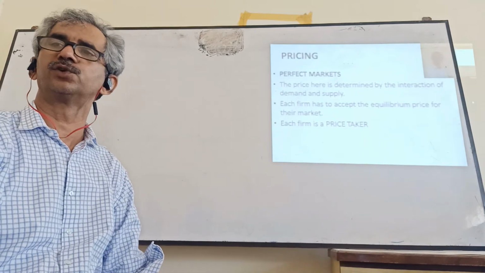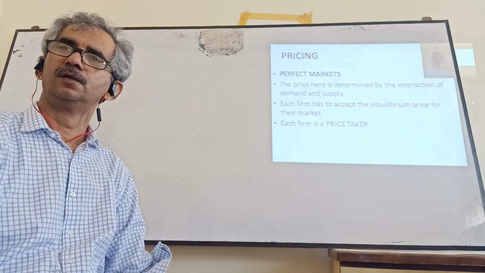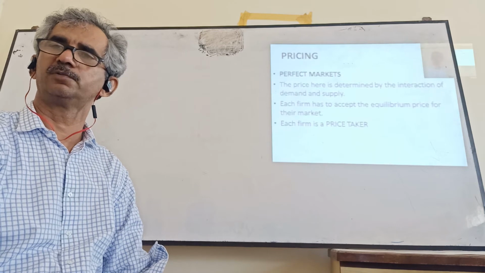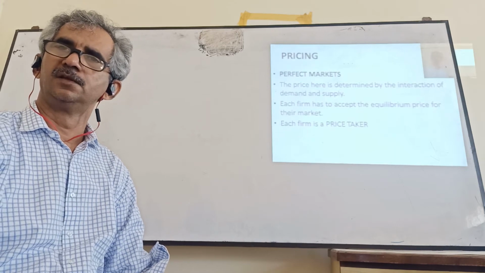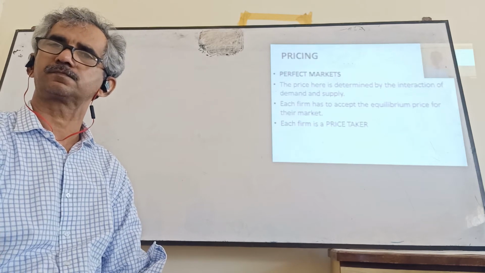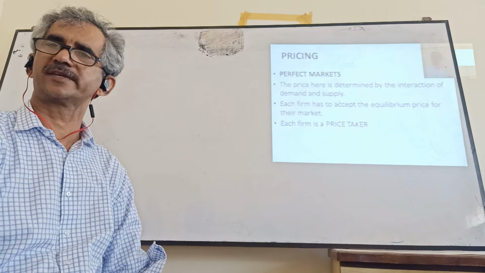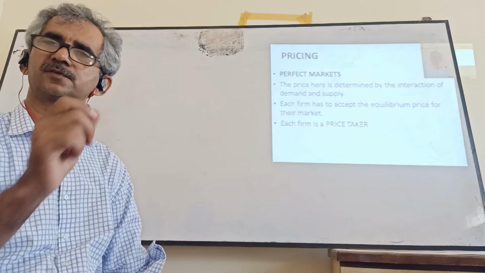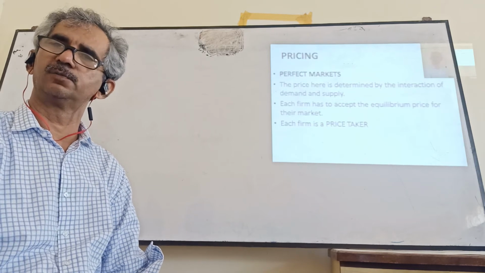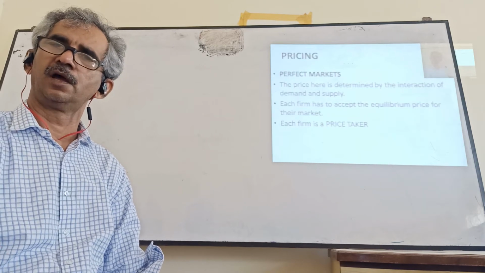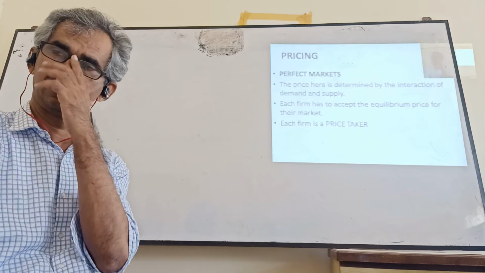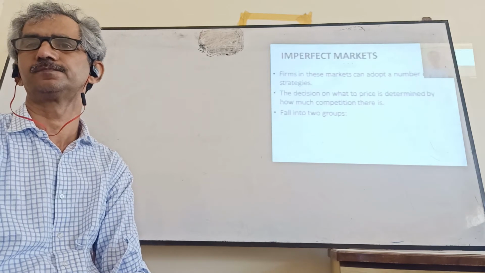Pricing strategies in the different types of markets. Perfect markets are those markets where a large number of buyers and sellers are present. The price in these types of markets is determined through demand and supply. Each firm has to accept the equilibrium price for their product. They cannot charge a price higher than the equilibrium or market price, and we call these firms price takers. They have to accept the price which is prevailing in the market.